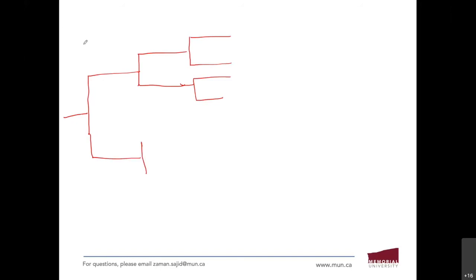Now, this example we used has two barriers. However, if you have a more complex set of barriers, for example, this is my initiating event. This is my first barrier. This is my second barrier. And this is my third barrier. And let's say this is the failure. This is my first barrier, this is my second barrier, and this is my third barrier. I'm just taking an example to show you.